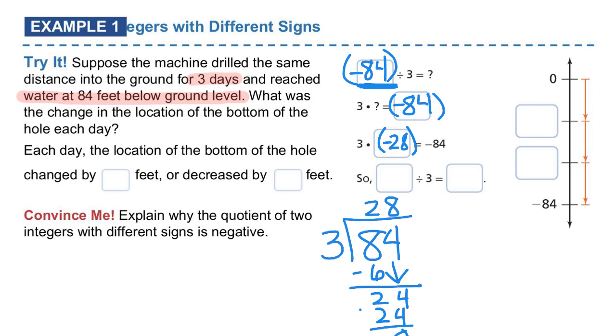So if I finish filling in my box, let me change colors here. So negative 84 divided by 3 would be negative 28. They're drilling down. Plus that negative on the 84 needed a friend in the answer. So each day the location of the bottom of the hole changed by 28 feet. And then it decreased by 28 feet. I think we want this to be a negative. Sorry about that. So it changed by negative 28 or decreased by 28 feet.